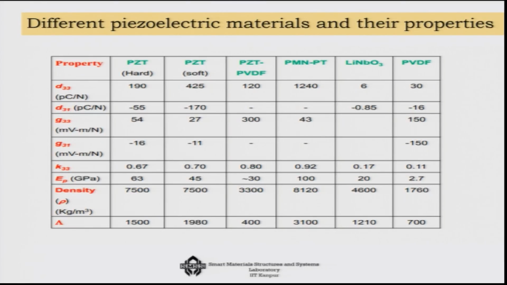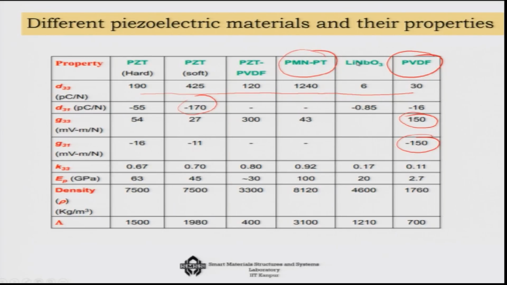Say for example, I have PZT hard or PZT soft or PVDF, you can see how this d33 is changing. You can see that PMN-PT shows us the largest value of this. You can also see that d31s are actually smaller than d33s. And you can also see that from the sensing point of view, for g, PVDFs are much better in comparison to both g33 and g31. In comparison to the piezoelectric ceramics, PVDFs are much better.